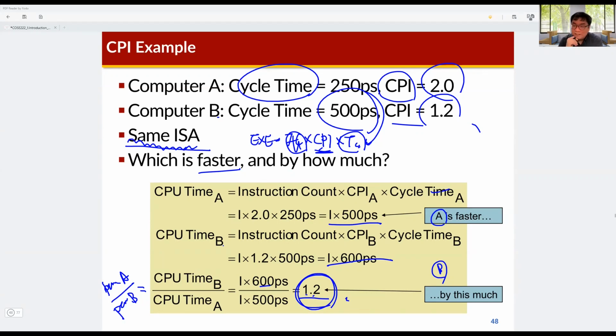Is it difficult? I think it's not difficult. If you remember the equation, the definition of performance, and some other equations, then I believe you can easily solve performance problems. I believe you can easily compare the performance of two different systems.